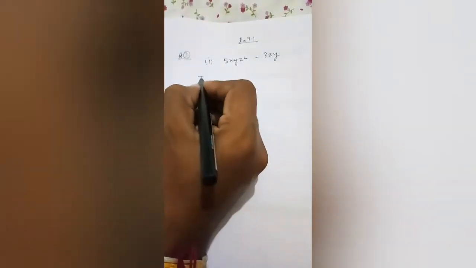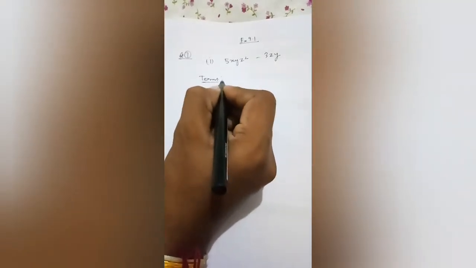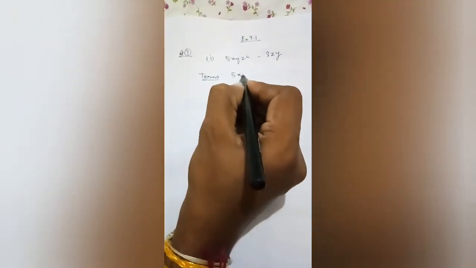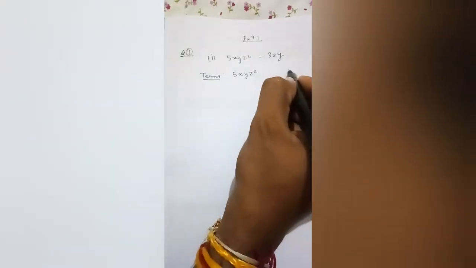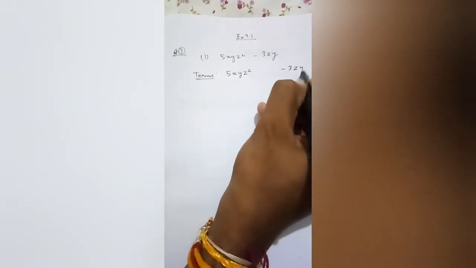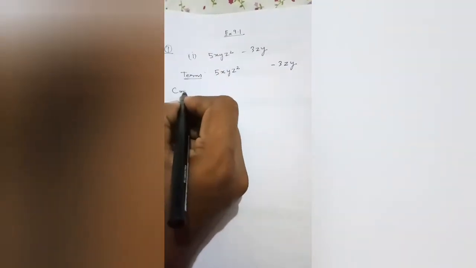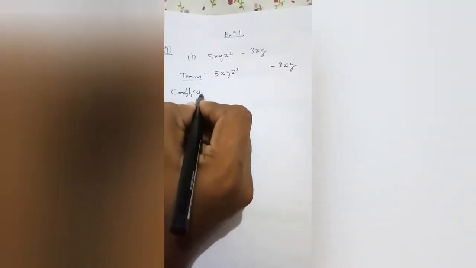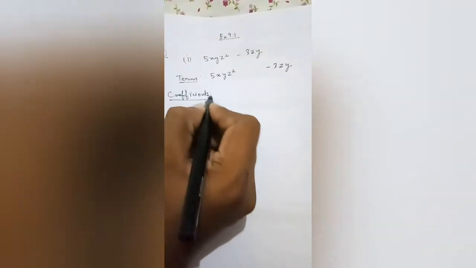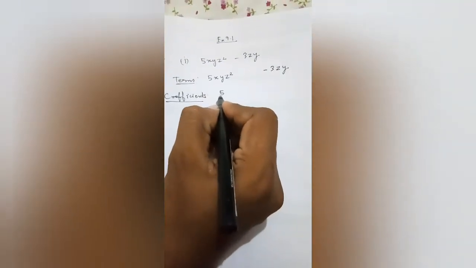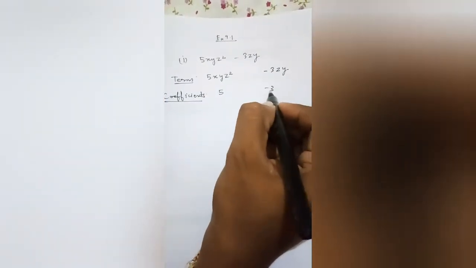Now here you can see the two terms, 5xyz square and the second term is minus 3zy. Now you have to find out the coefficient. So the coefficient of this term is 5 and the coefficient of this term is minus 3. So in this way you have to write. First you have to write down the terms, then you have to write down the coefficients.